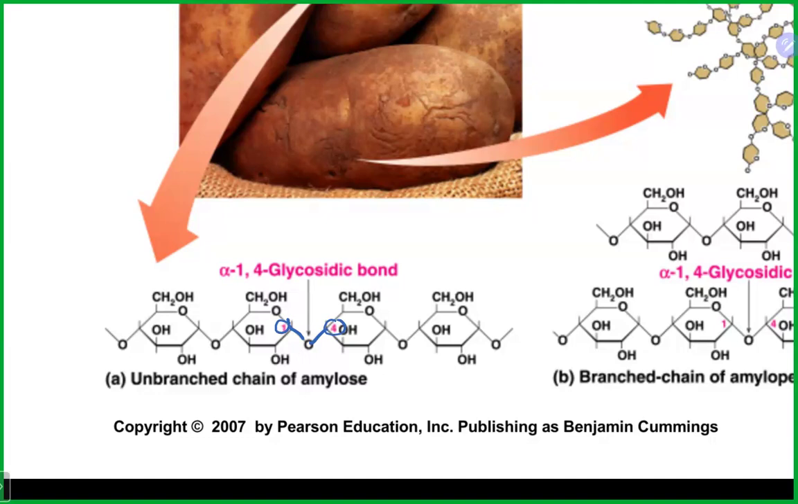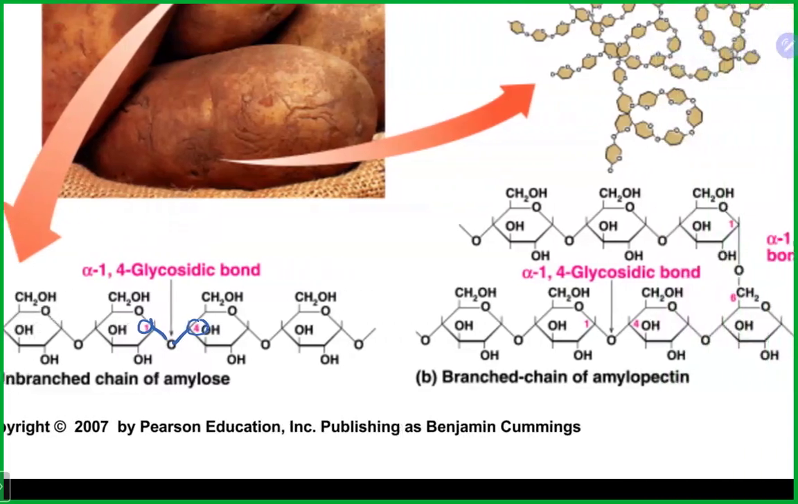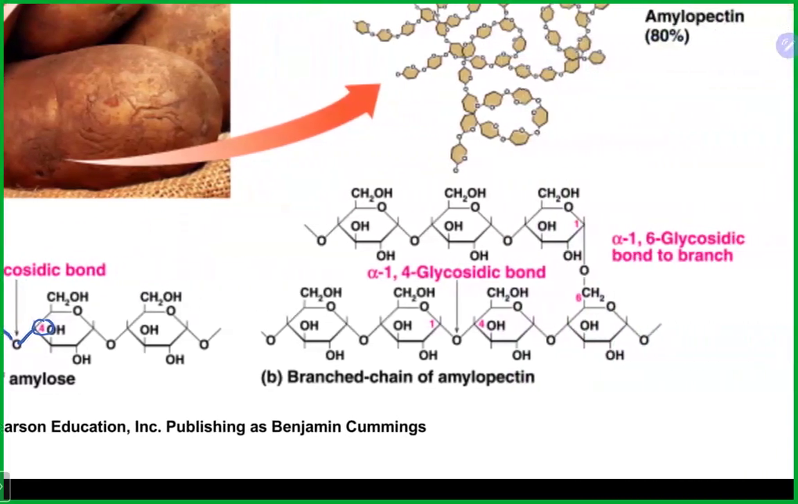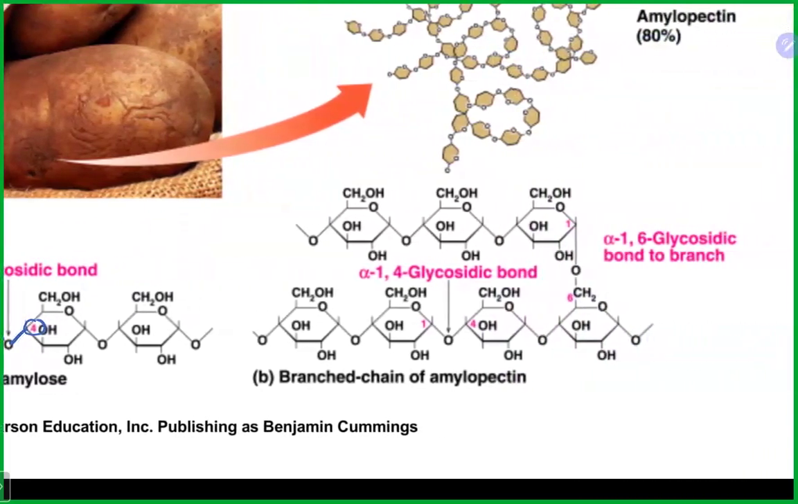So again, that is pretty much your typical looking alpha connection between these guys. And again, it is unbranched straight across. Now, amylopectin is basically the same thing. It is also just glucose molecules together. The difference is there is some branching that occurs.